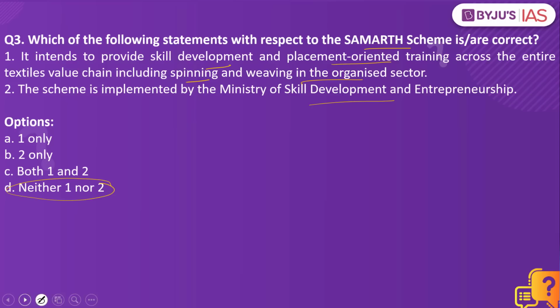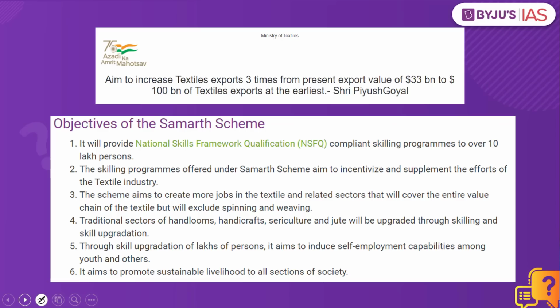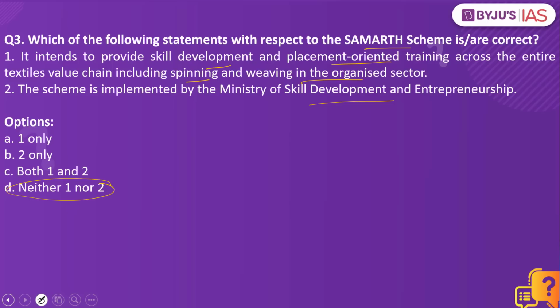Why have we taken this practice question? Because this article here makes a mention of the SAMARTH scheme. So why is the first option wrong? That is because it does not include, but instead it excludes, spinning and weaving in the organized sector. And the second option is wrong. That is because it is not the Ministry of Skill Development and Entrepreneurship, but instead it is the Ministry of Textiles.